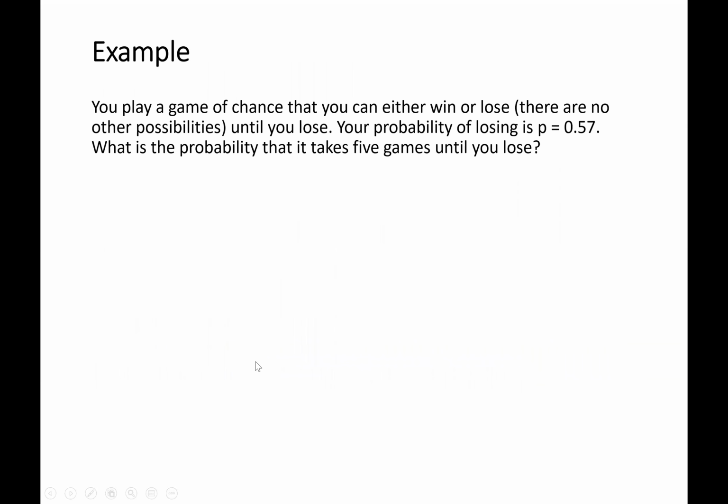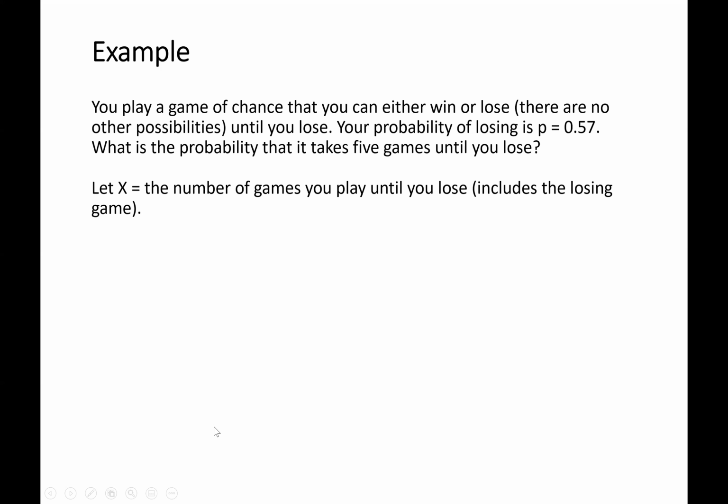You play a game of chance that you can either win or lose. There's no other possibilities. And you keep playing until you lose. And when you lose, you quit. The probability of losing is 0.57. What is the probability that it takes 5 games until you lose? So we're going to let our random variable X be the number of games you play until you lose. And this includes the losing game.